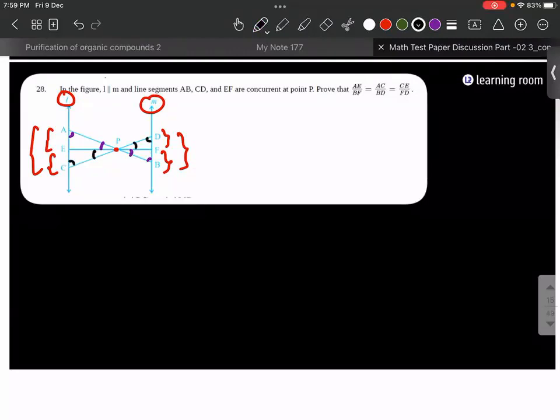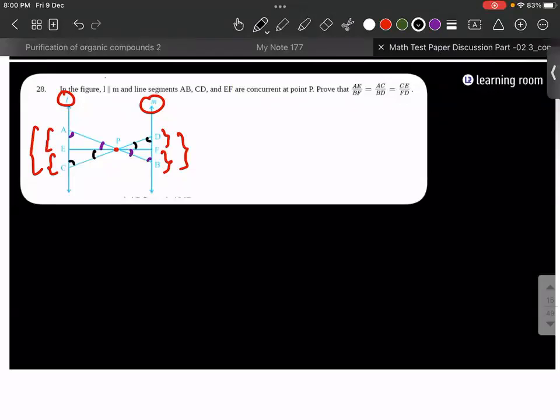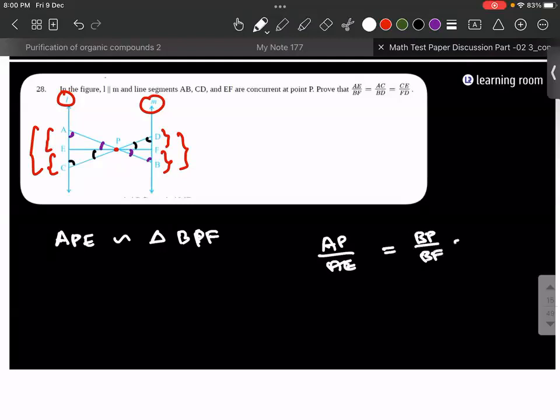Then we get that AE by BF is equal to AC by BD is equal to CE by DF. So what are the two triangles that are similar? Triangle APC is similar to triangle BPD, and APE is similar to triangle BPF. So what did you write? AE by BF is equal to PE divided by PF.